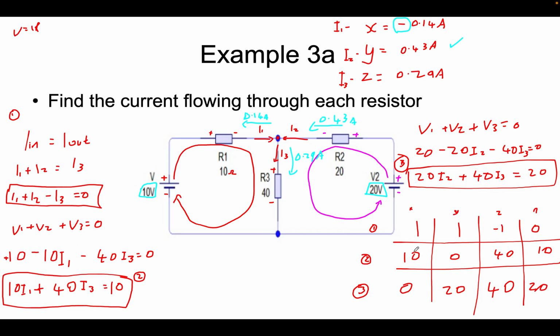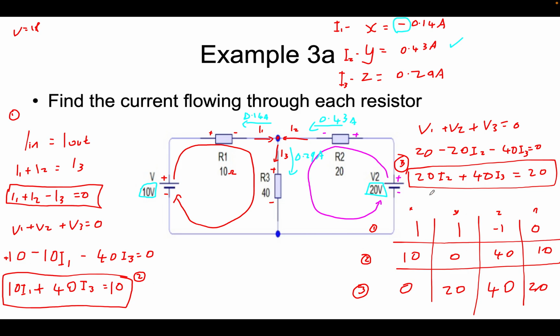Three equations, plug that into our calculator. Remember, press mode, press equation, and press xyz equals n, and you will get the first equation, I1 plus I2 minus I3: 1, which is here, plus positive 1 here, minus, so it's negative 1 here, equals 0. Next one, you will do 10, 0, 40, 10, because that's I1, 0 because there is no I2, 40 because it's I3, equals 10.